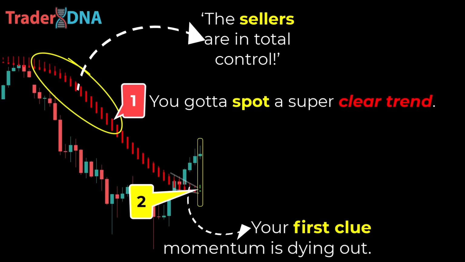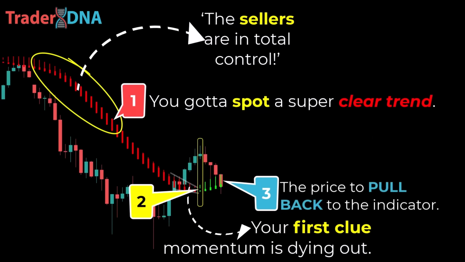Step 3, here's the smart play. Wait for the price to pull back to the indicator. This is where the magic happens because now that indicator is acting like your personal support and resistance zone. Price comes back down to test it, and that's when we prepare for the big move.